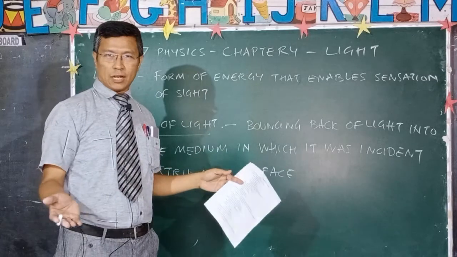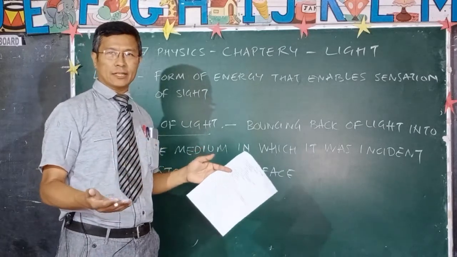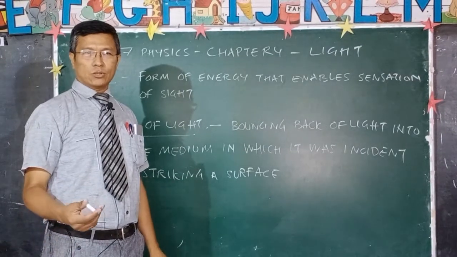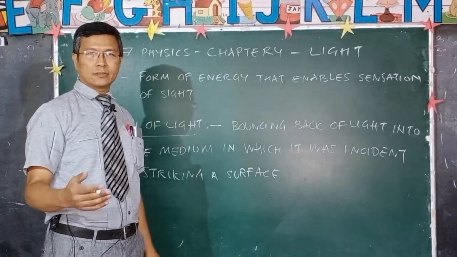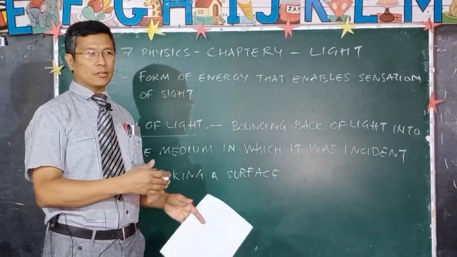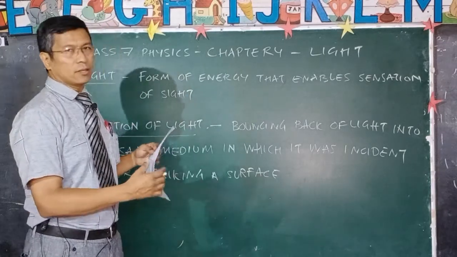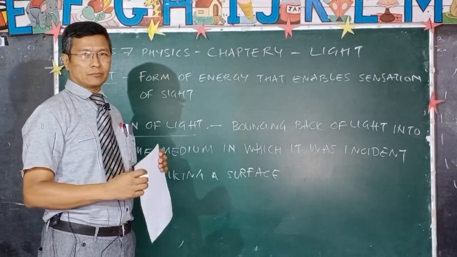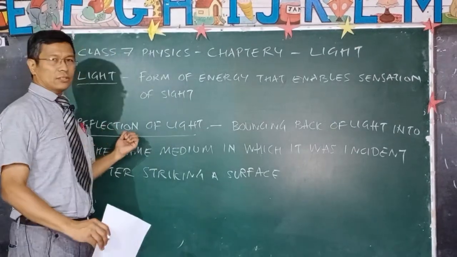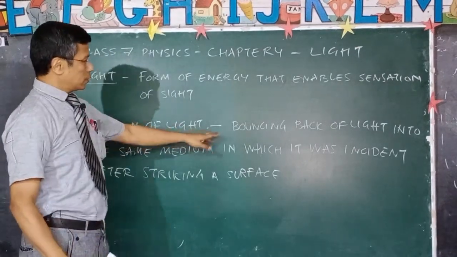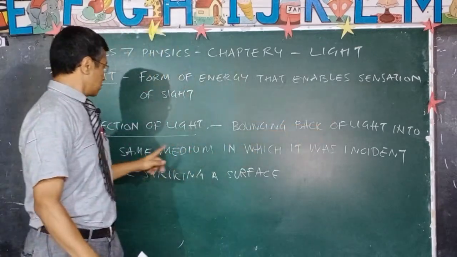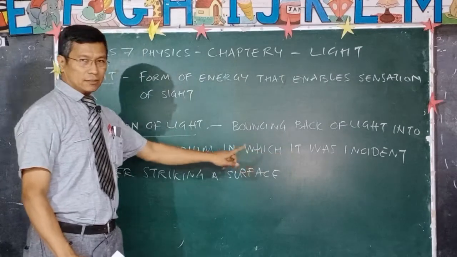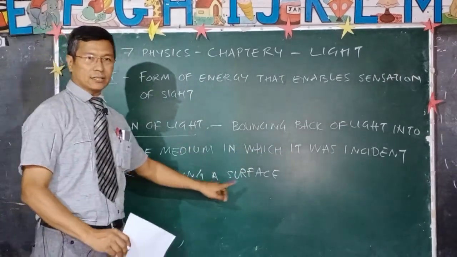Supposing if this room was dark, you would not be able to see anything. But as soon as you turn the lights on, or there's a source of light, you are able to see very clearly what the objects in the room are. Now, this chapter deals with the reflection of light. The definition of reflection of light is the bouncing back of light into the same medium in which it was incident after striking the surface.